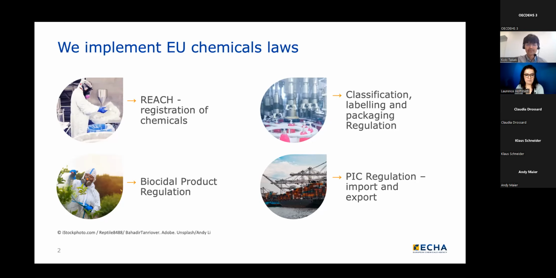Under CLP regulation, companies must ensure that they classify, label, and package their substances or products according to the EU rules to ensure safety of consumers. Under BPR, we make sure that only approved substances and products are available on the EU market for consumers. And for the PIC regulation, so prior informed consent regulation, we ensure that we have an overview on the imports into and the exports from the EU of dangerous chemicals.